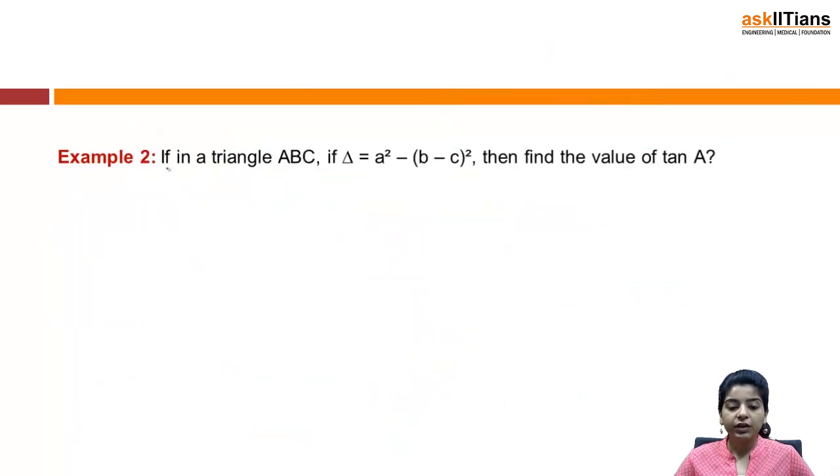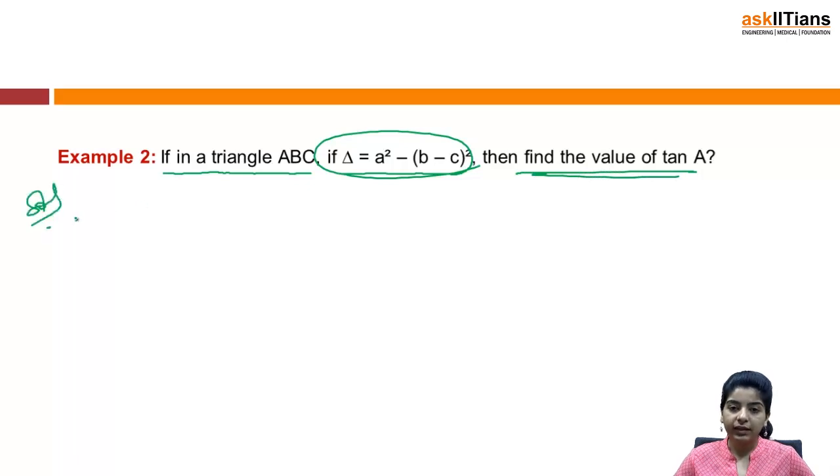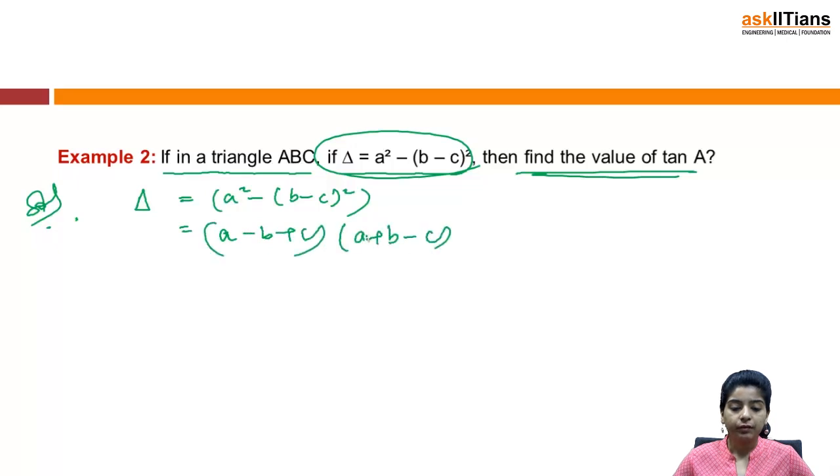Next question says, if in a triangle ABC, this is equal to a square minus (b minus c) square, then find the value of tan A. So we are required to find out the value of tan A. What is given to me is a square minus (b minus c) square is equal to this. We can apply the formula a square minus b square, which is (a minus b) into (a plus b). Right, so this is equal to this. We are required to find out the value of tan A.